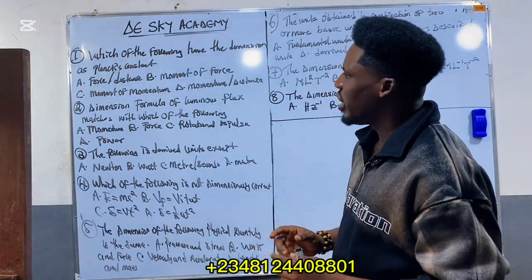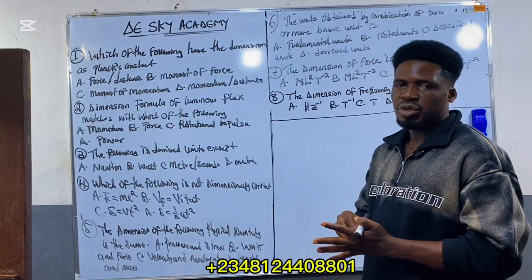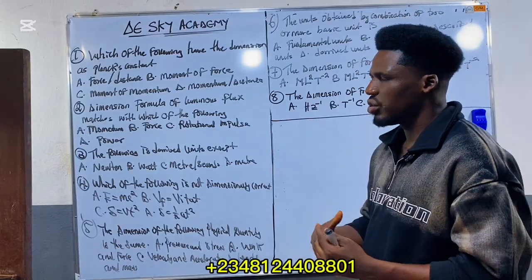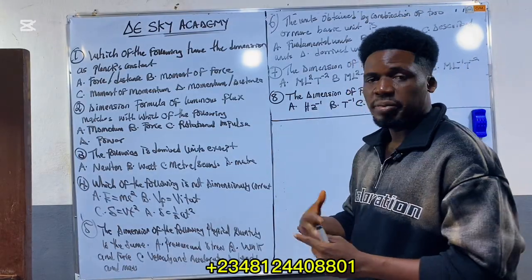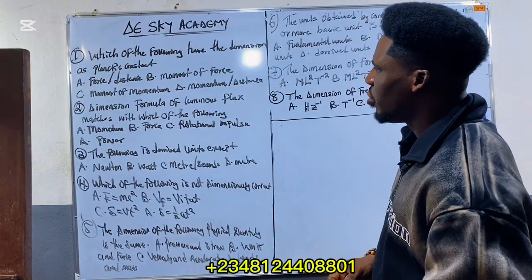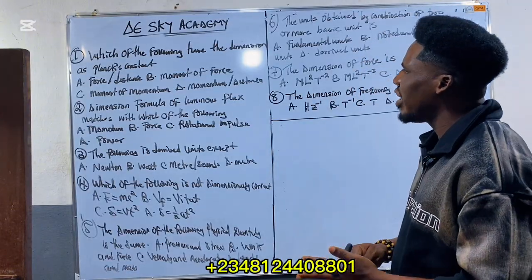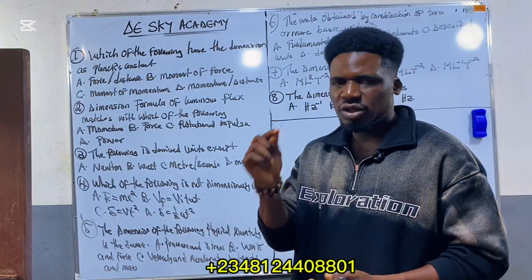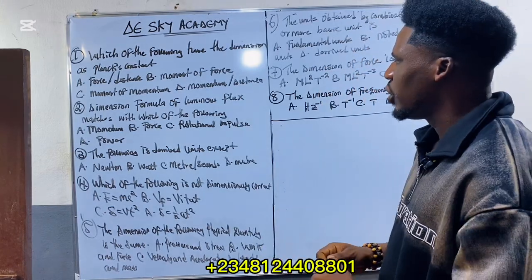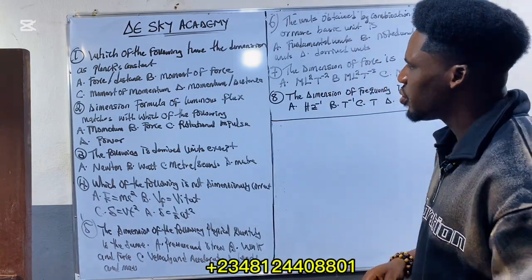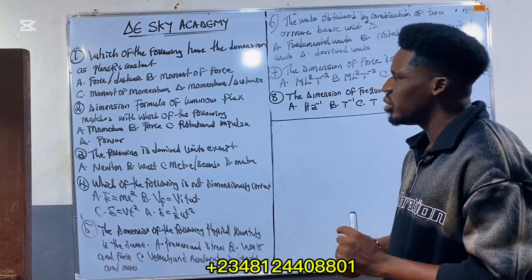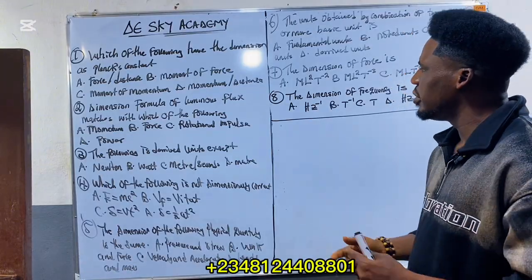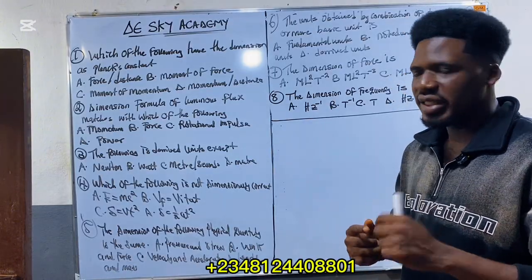So, meanwhile, let's start with unit and measurement. These are all the questions under unit and measurement. This is part 1 of it. Question number 1: which of the following has the dimension of Planck's constant? Option A, force over distance. Option B, moment of force. Option C, moment of momentum. Option D, momentum over distance.